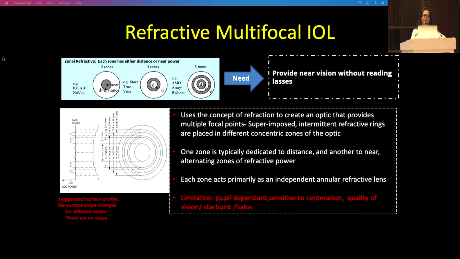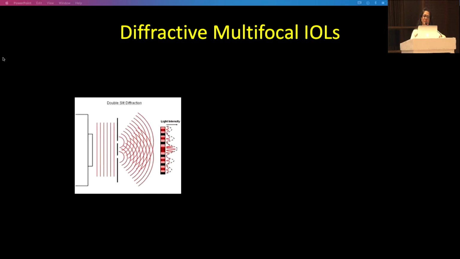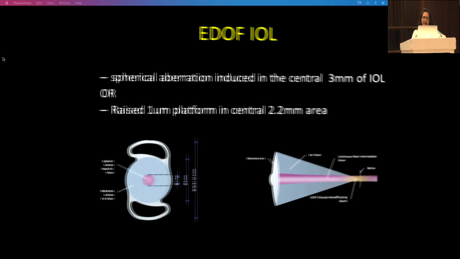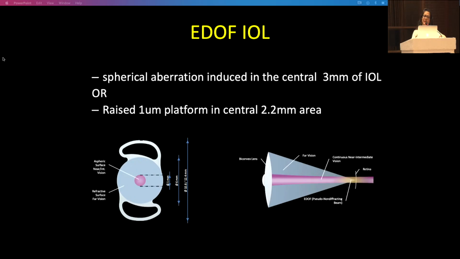refractive multifocal, where the limitation was that they were pupil dependent, they were sensitive to centration, and would cause a lot of decrease in the contrast sensitivities and halos and bursts. So we move on practically from this stage to the diffractive multifocals, which are less pupil dependent, not so sensitive to centration, and the amount of halos and glare has also become much less with the finesse and the technology which the lenses have adapted now.